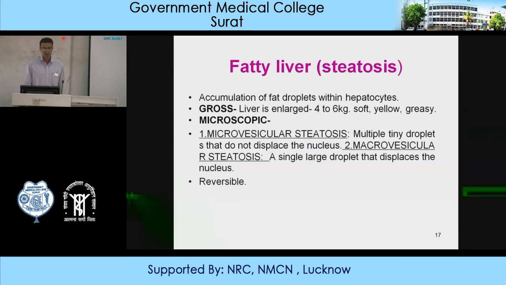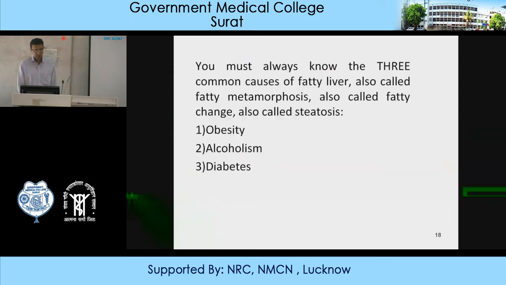In gross examination, the liver is enlarged, 4 to 6 kg, soft, yellow grey. Microscopically there is microvesicular steatosis, in which multiple tiny droplets do not displace the nucleus, while in macrovesicular steatosis a single large droplet displaces the nucleus. It is a reversible change. You must always know the three common causes of fatty liver, also called fatty metamorphosis, fatty change or steatosis: obesity, alcoholism and diabetes.